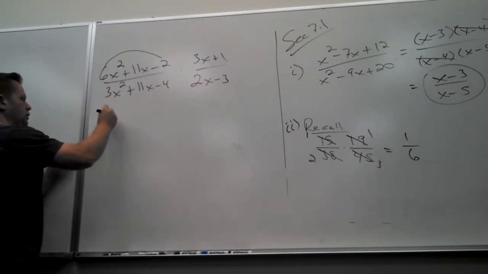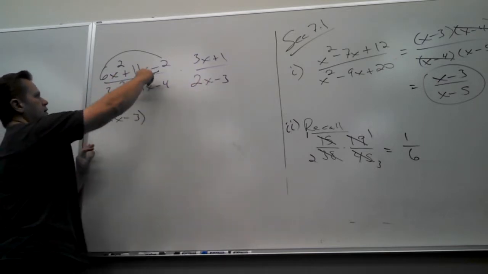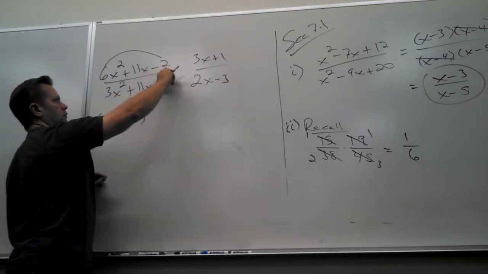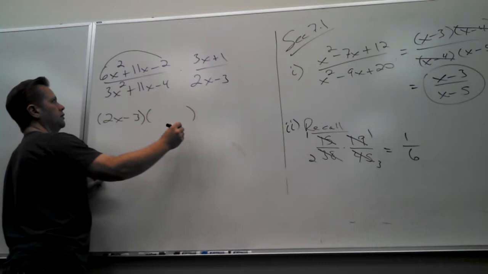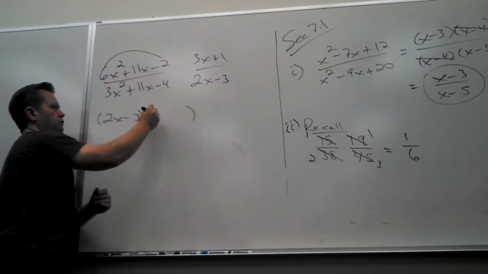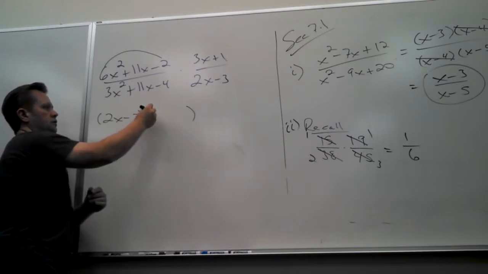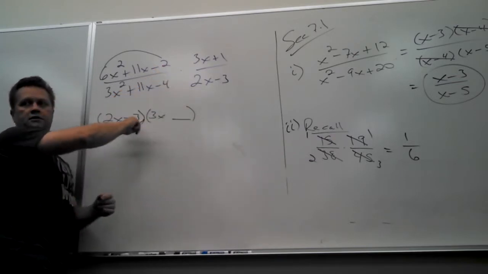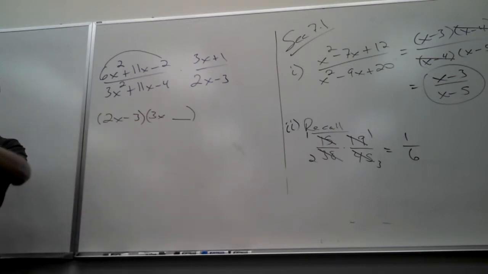So if I say 2x minus 3 is a factor of this, why won't that work? Could that work? Can I make 6x squared? Yes. What would I have put here to make 6x squared? 3x. Now what would I put here to make negative 2? I can't. Do you guys see what I'm saying? So the top won't work quickly.